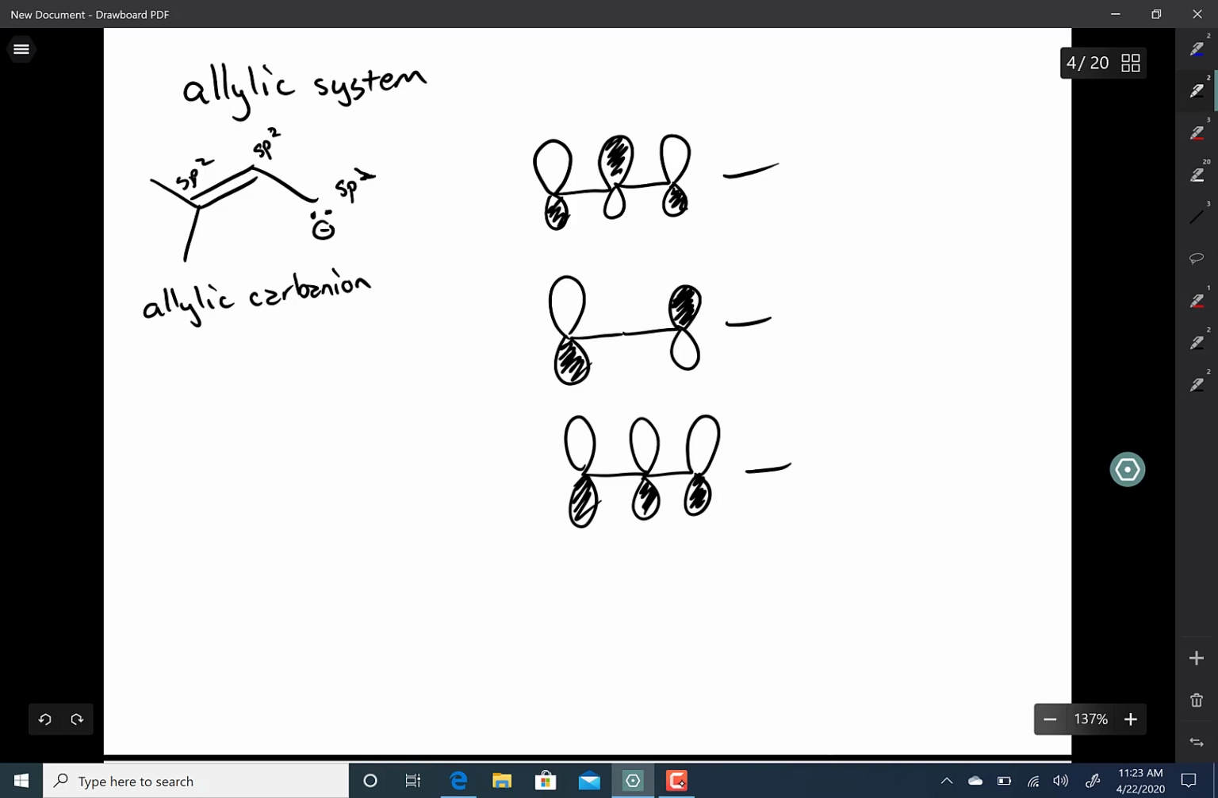Now, unlike before, we have 4 pi electrons. Since we have 4 pi electrons, we add 2 to the bottom, and then we add 2 to the next one. So this is now the HOMO, the highest occupied molecular orbital, and this is now the LUMO, the lowest unoccupied molecular orbital.